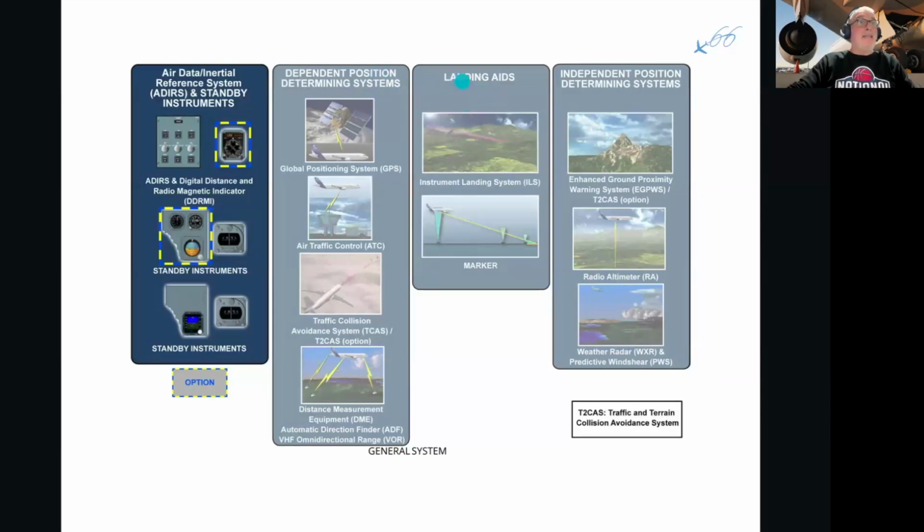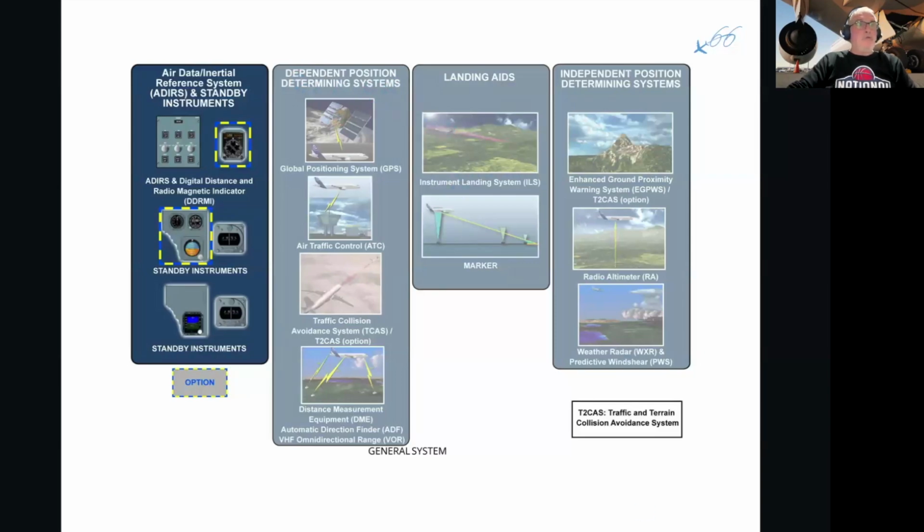We have landing aids, which are used extensively or exclusively for landing. And then we have independent position determining systems, which do not require the assistance of any ground station or anything. All the aircraft systems can self-sustain the information and retrieve the information and provide the information to the aircraft systems. So these are the 4 different kinds of navigational groups we're going to look at.